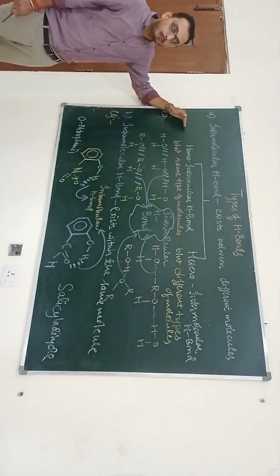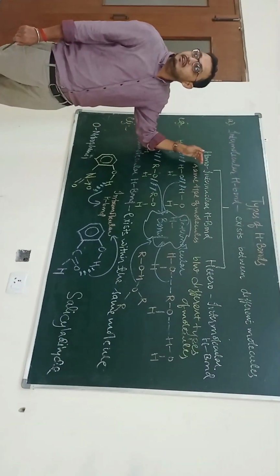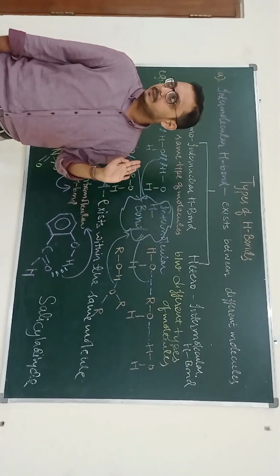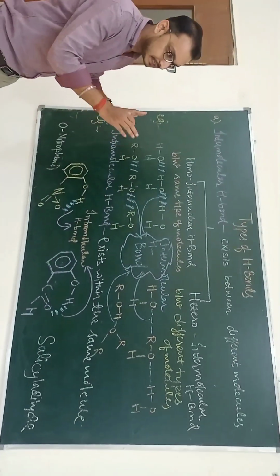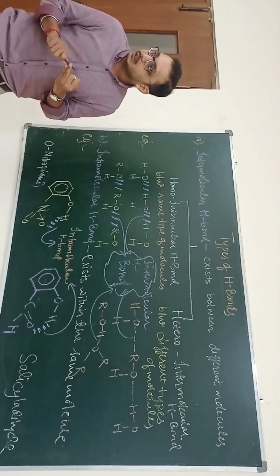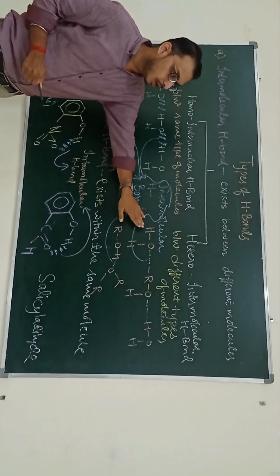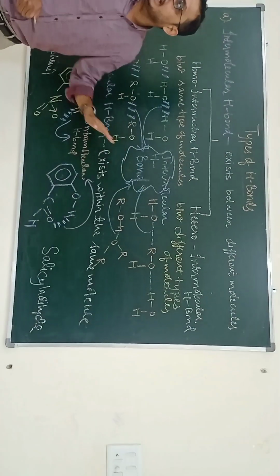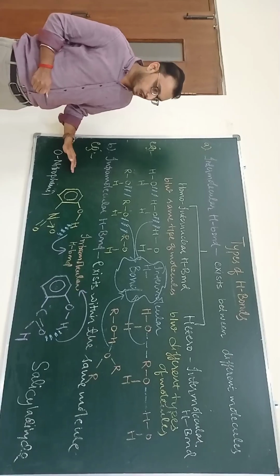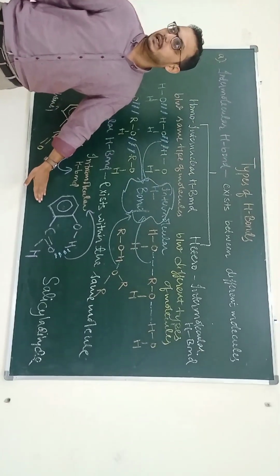Intermolecular are two types, homo and hetero. Homo, within different molecules of the same type; hetero, between different molecules of different types. Am I clear? And these examples are important. You simply need to remember water, alcohol, ether and alcohol, water and alcohol as examples, and in case of intramolecular, you need to remember two examples, that is orthonitrophenol and that of salicylaldehyde.